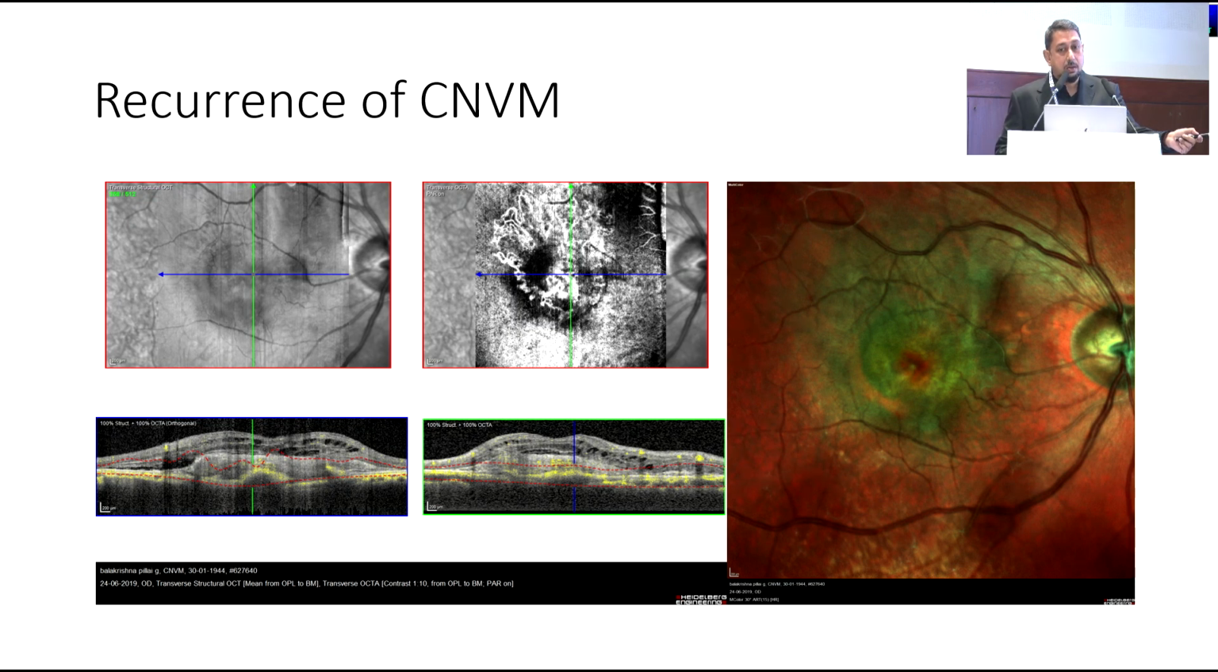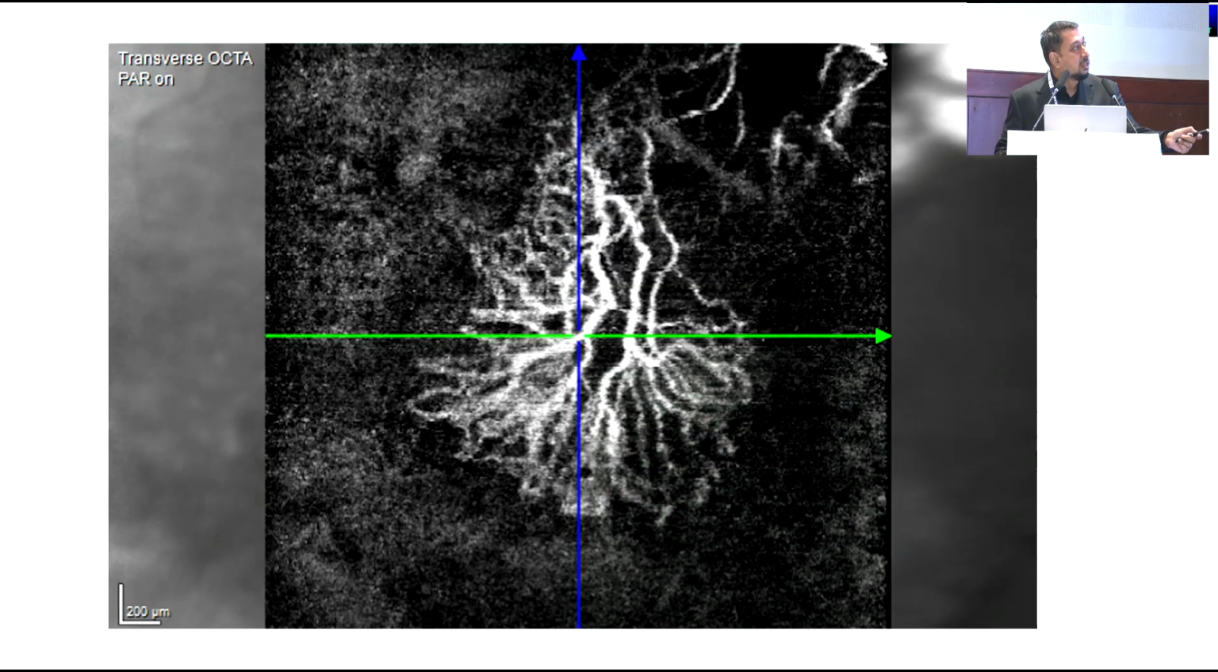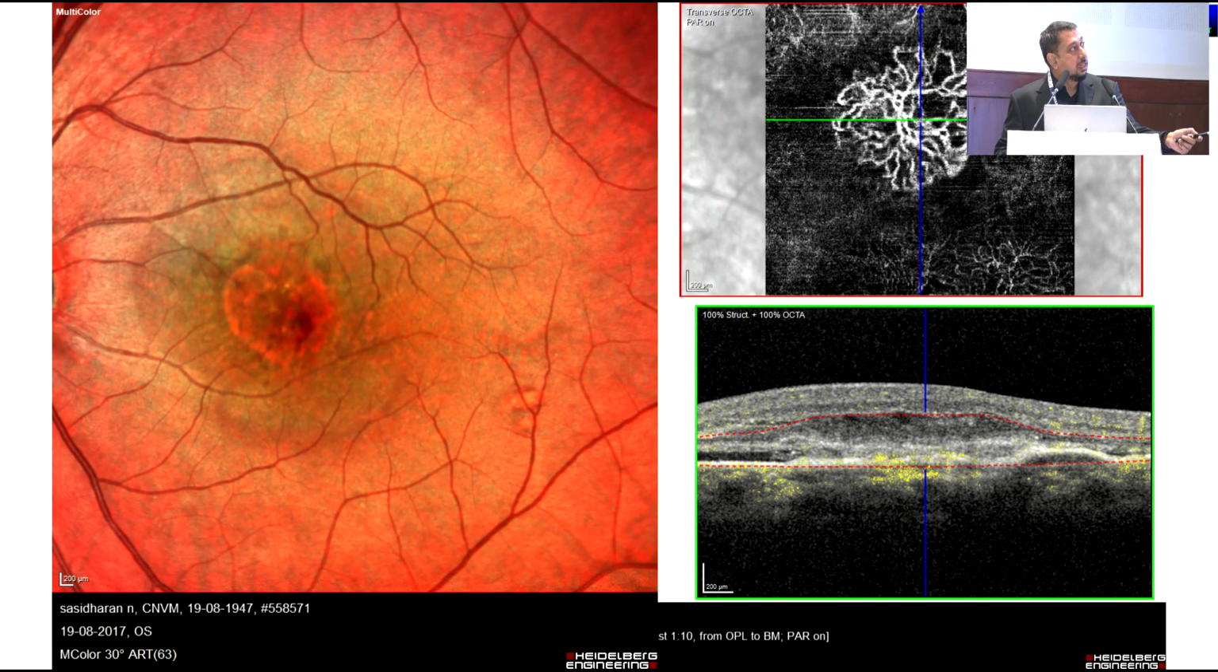Now, this is one of the main uses nowadays, a recurrence of CNVM. How to diagnose the recurrences even before you have exudation. This is very typical. You have a couple of features, a layer going around it. This is an anastomotic channel and fine fibrillary vessels. So this is a typical example. You have a line going around it. That's the anastomotic channel, and small vessels in between these anastomotic channels. So that is a typical appearance of a recurrent CNVM.